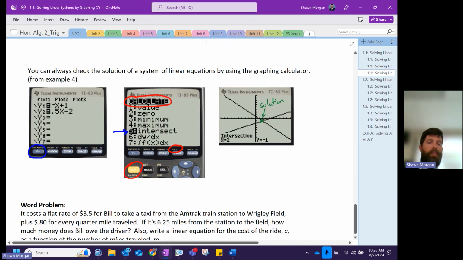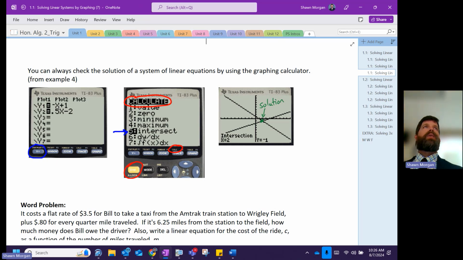Oh, here's my screenshots. Perfect. So you would type them in. This was from an older calculator, okay? And then you would hit second, trace, enter, enter, enter, or 5, enter, enter, enter, and then it gets you squared up.